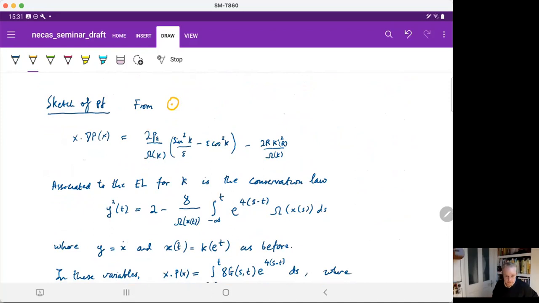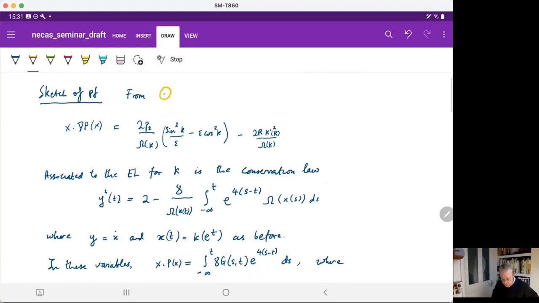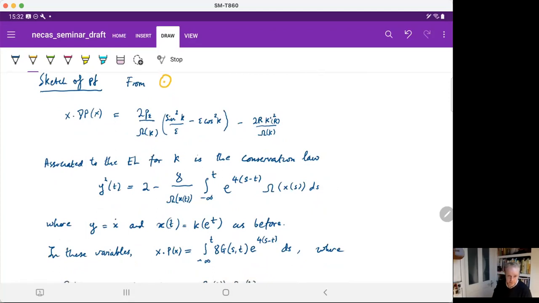to write x dot gradient p. So I've already defined p, so this is just following the definition I gave. So x dot dp looks like this. So it's just a function of r and k. Okay, but effectively it's a function of r. If you remember that k is a solution of the Euler-Lagrange equation, then you can apply this conservation law, which is most easily expressed in terms of the t variables.